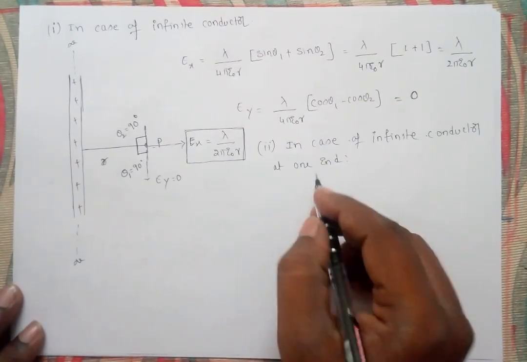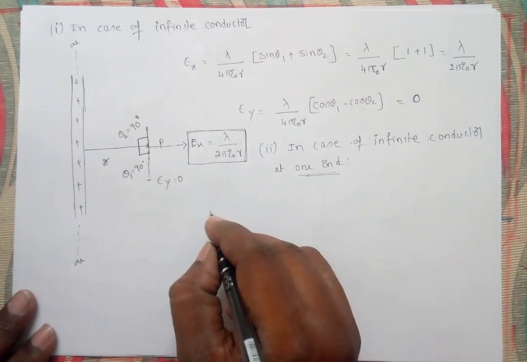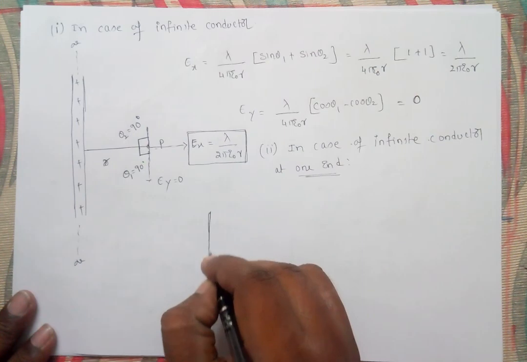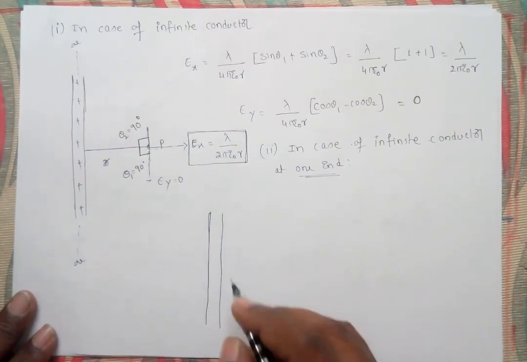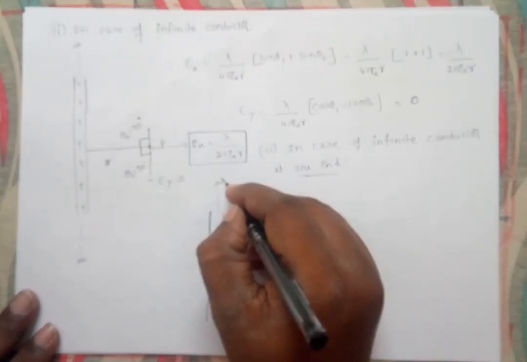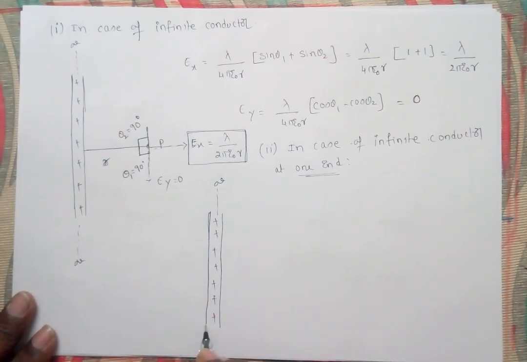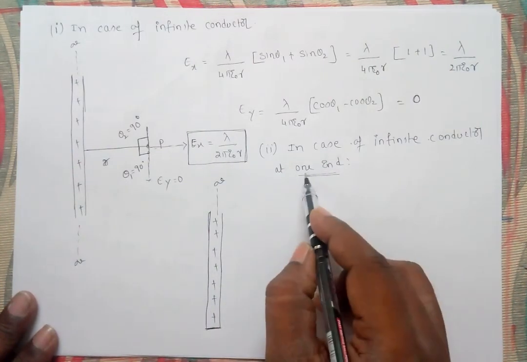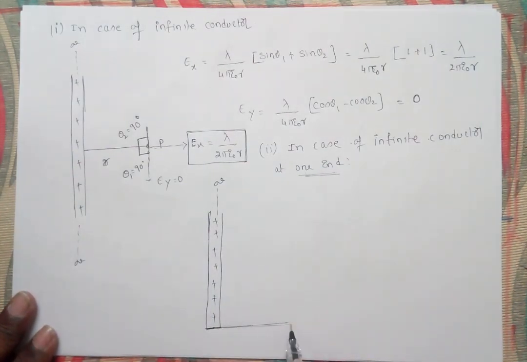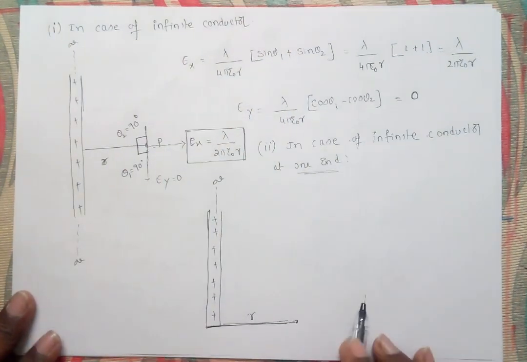So at one end, if you take it, we have the result like this. It is an infinite conductor, and we are going to take one end. In that sense, what is the electric field intensity at a distance r from one end, along the vertical, where the conductor goes up to infinity?